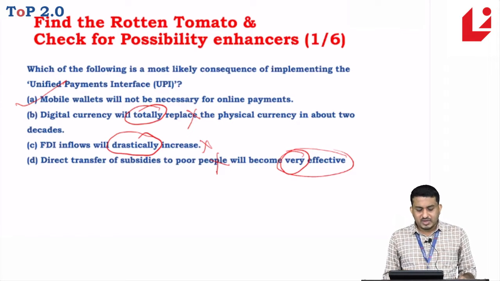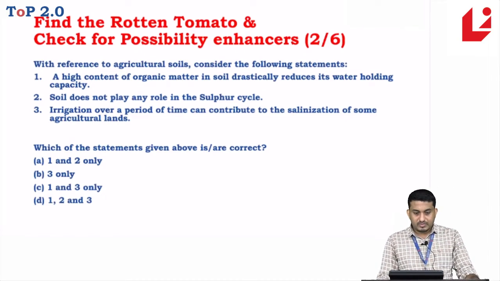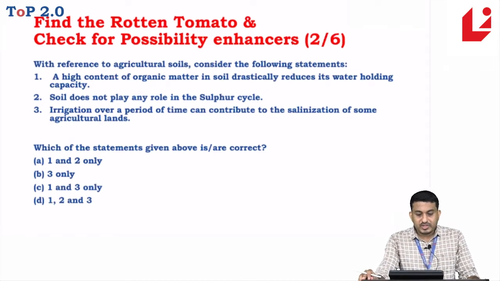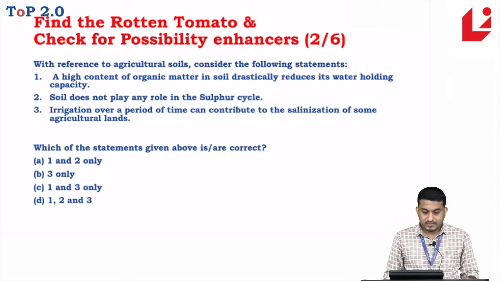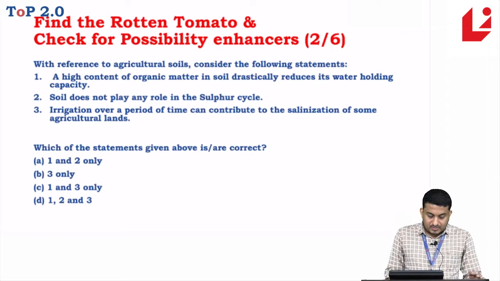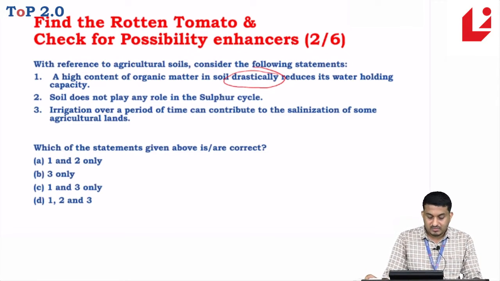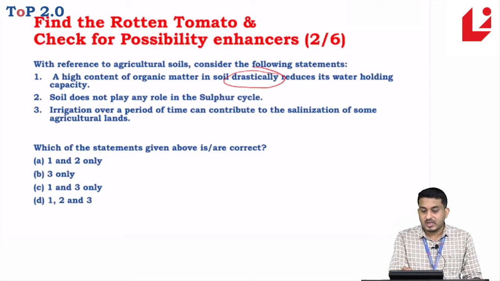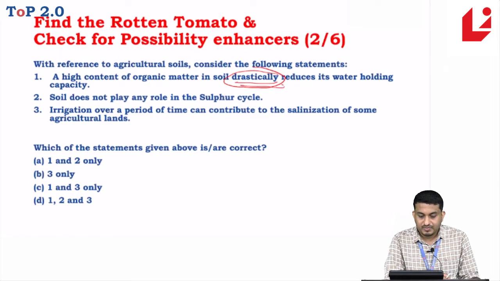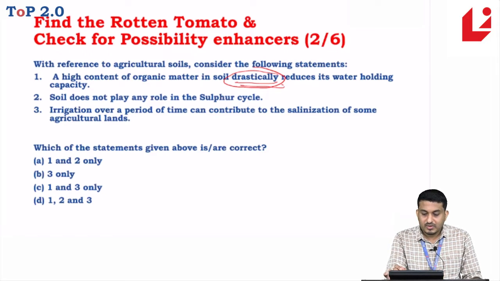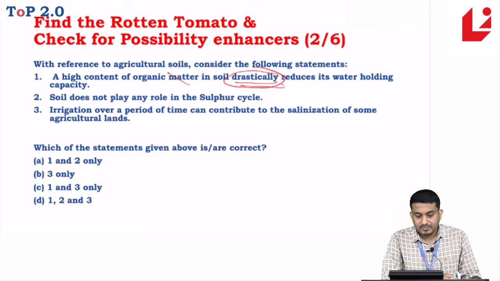Now you read this question and try to find out the answer. With reference to agricultural soil, consider the following statements. Now you read statement 1. A high content of organic matter in soil drastically reduces its water holding capacity. Again, drastically is a rotten tomato. So the statement is wrong.